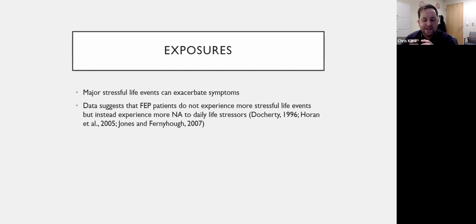As I mentioned before, stress is assessed in terms of both the vulnerability and exposures. And the literature suggests that patients with early psychosis don't experience more stressful life events than others. It's just that they respond to them more negatively, which suggests that maybe something other than just the presence of stressful events is driving this vulnerability.